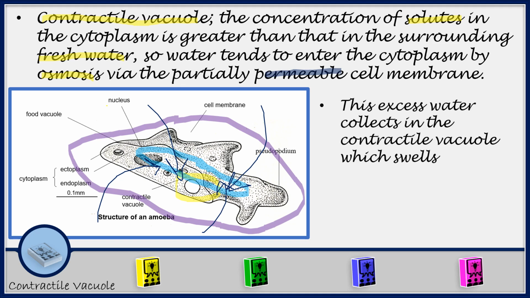Now this excess water, when it enters the cytoplasm, will form what we call the contractile vacuole. It will enter the contractile vacuole, and this is going to start swelling. And when it swells, we have what we refer to as the contractile vacuole.